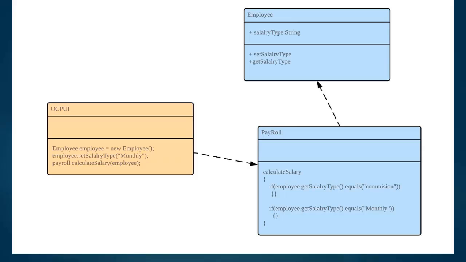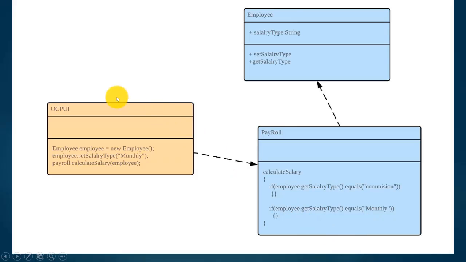So let's look at the architecture of the application. We see here an employee class which has an attribute of salary type. That is, while creating the instance of an employee, the salary type will be set either to commission-based or monthly salary-based, and this is a string value. The payroll class, which has the calculate salary method, refers to the employee instance and checks for the salary type of the employee, and based on the salary type, it executes the appropriate salary processing logic.